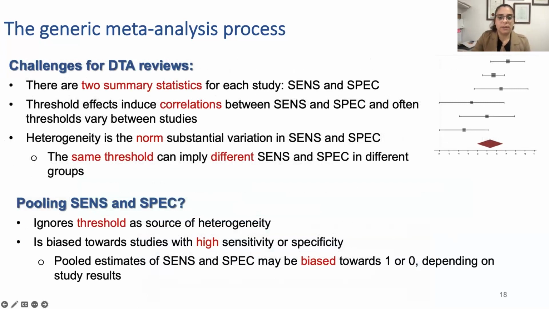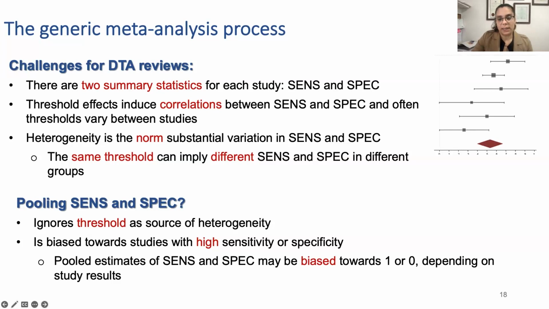Now, a key challenge in DTA reviews is that we have two summary statistics from each diagnostic test accuracy study. We have the sensitivity and the specificity measures. And as we said, those two measures are correlated across the studies. Another challenge is heterogeneity. And in contrast to intervention reviews, here in the DTA reviews, heterogeneity is the norm rather than the exception. And this should also be accounted for in the models and in the interpretation.